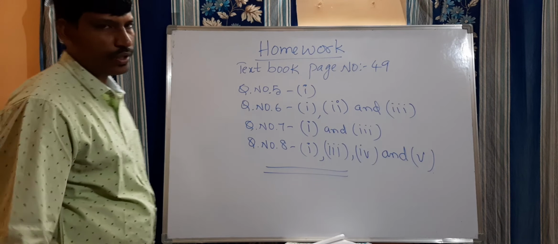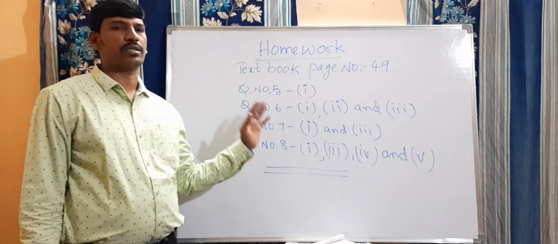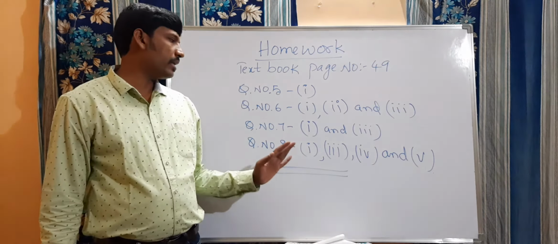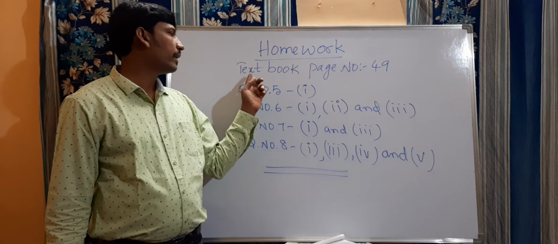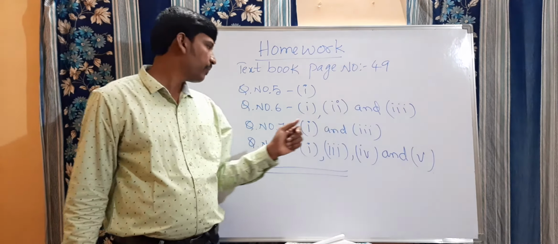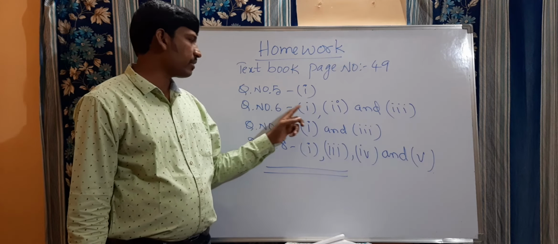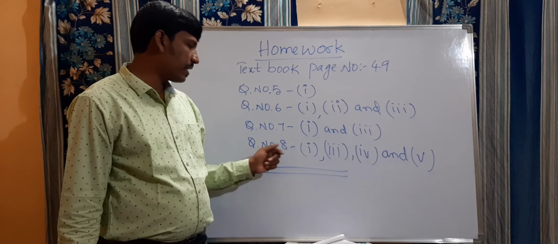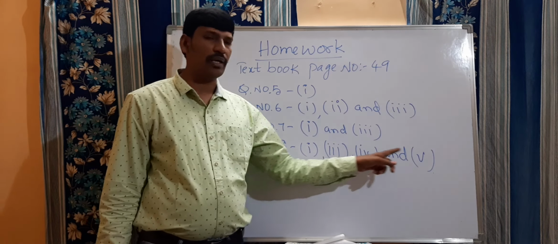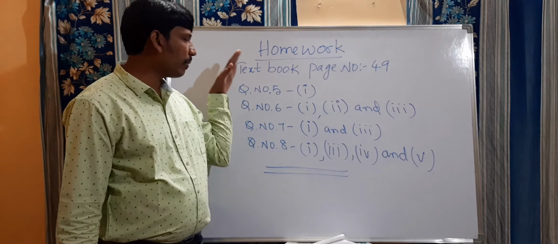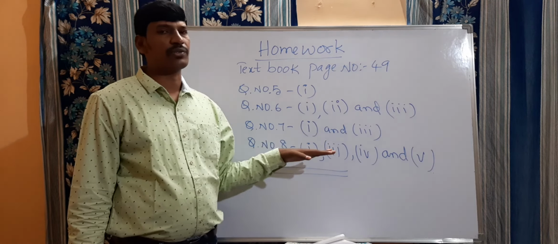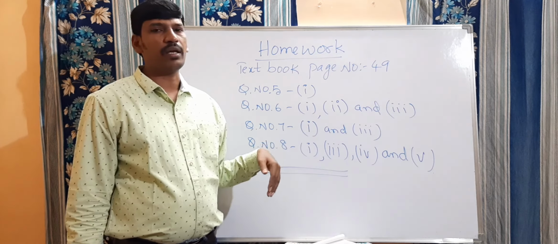Now, I hope you understood what we discussed today, the 4 problems. Please note down today's homework: textbook, page number 49. Question number 5, first bit. Question number 6, first, second and third bit. Question number 7, first bit and third bit. Question number 8, first, third, fourth and fifth. Please complete these questions in your classwork and forward them to my WhatsApp number.